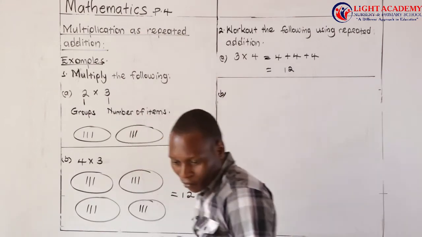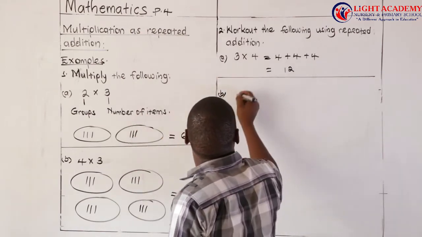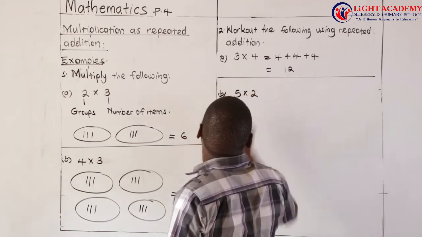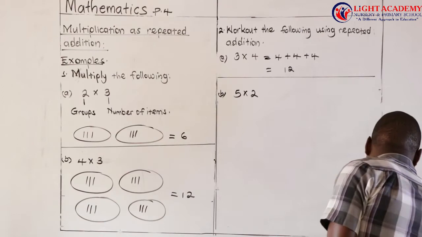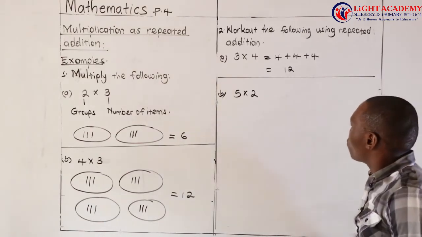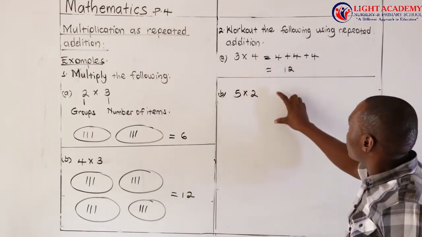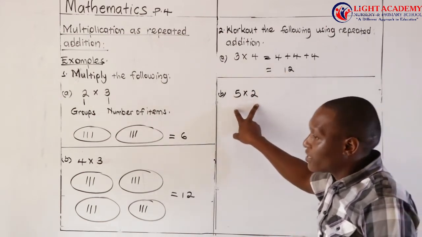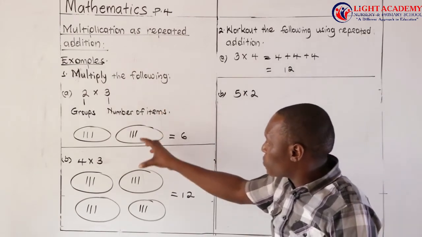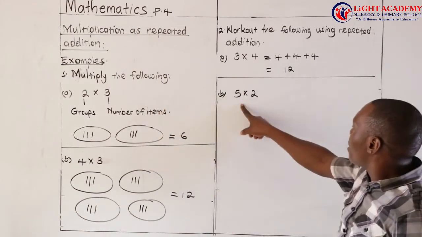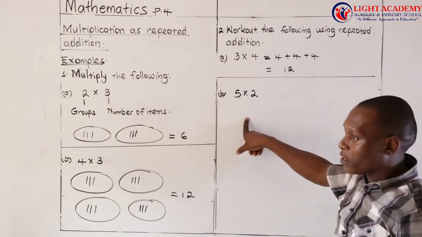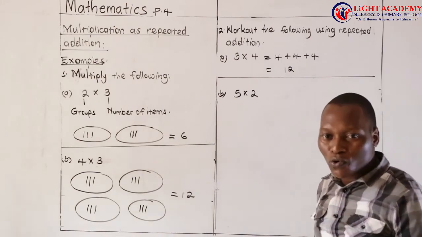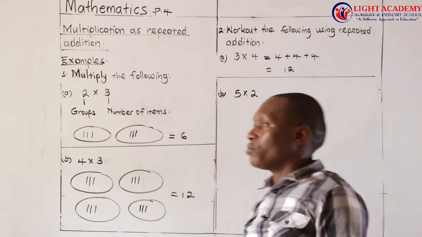B. Let me say 5 multiplied by 2. Okay? The question is telling us to work out these questions, but we must use repeated addition. So we need to understand it. That's why I started from the groups and the number of items. In 5 multiplied by 2, what does this mean? This one means we are having 5 groups, but in each group, we must put 2 items, okay?